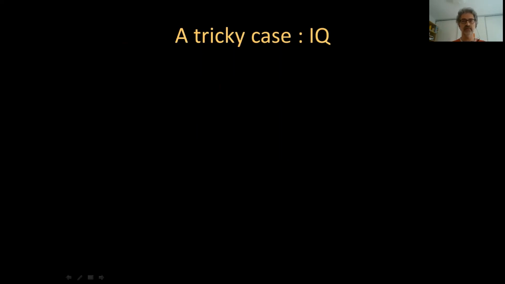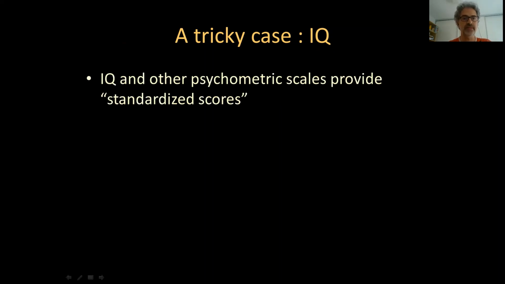Okay, let's now go to another tricky case that actually trips up a lot of people. And it has to do with the results of tests like IQ and other psychometric scales, which actually provide standardized scores. We will talk much more about standardized scores later in this course, and we will learn how to compute them and exactly what they mean. But since we're now on the topic of measuring scales, we might as well clear it up to be able to classify this kind of variable.